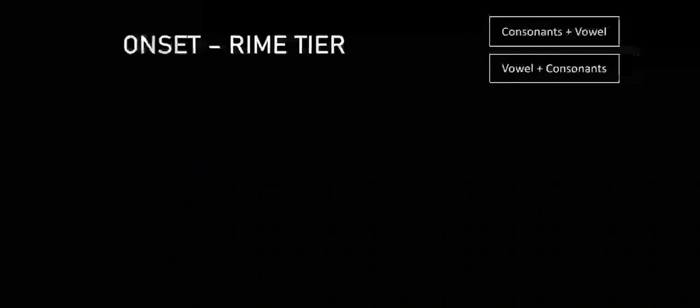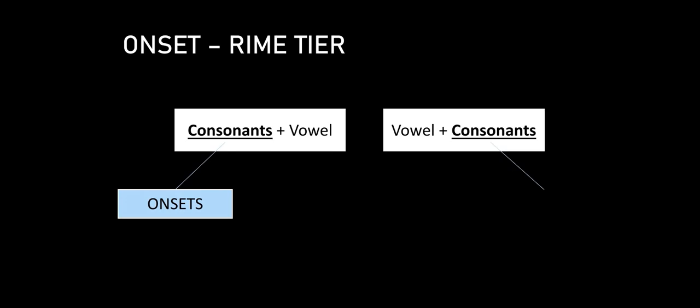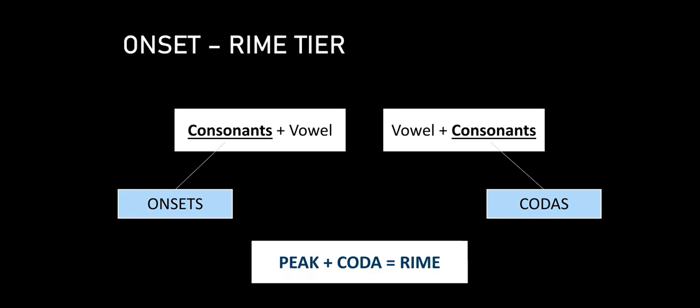Next is the onset rhyme tier. In a syllable, consonants can appear before or after the peak. Consonants that appear before the vowel are known as onsets, and consonants that appear after the vowel are known as codas. The peak and the coda together make up the rhyme.